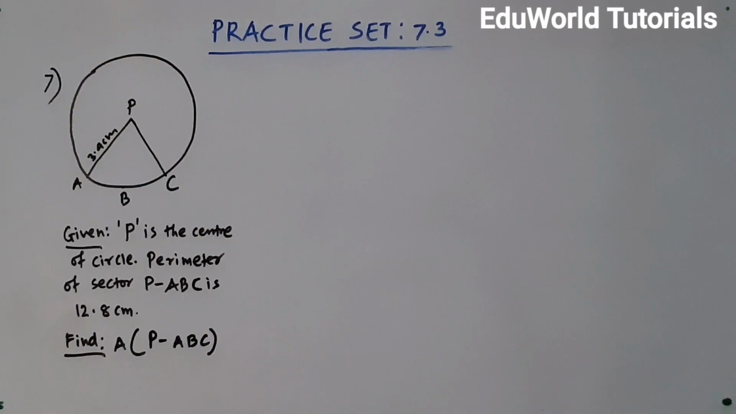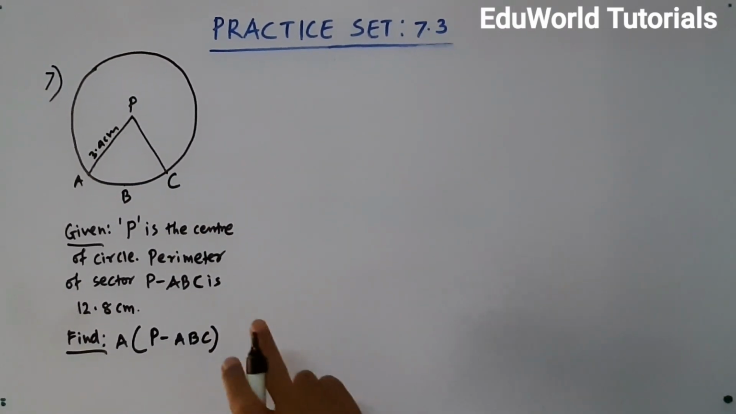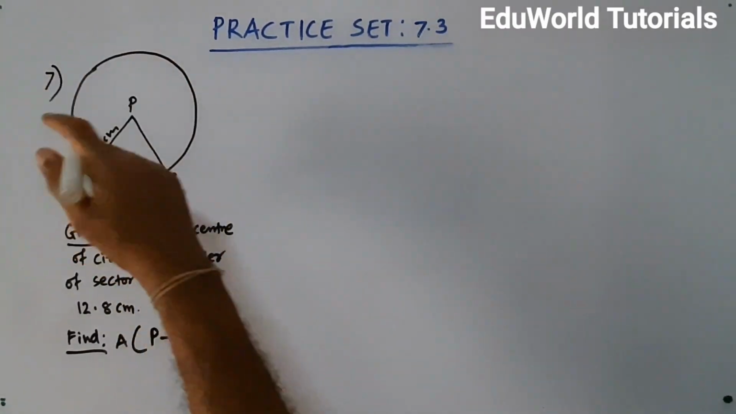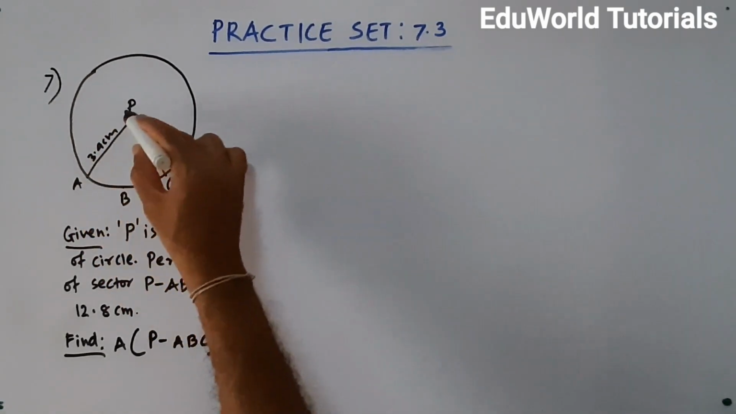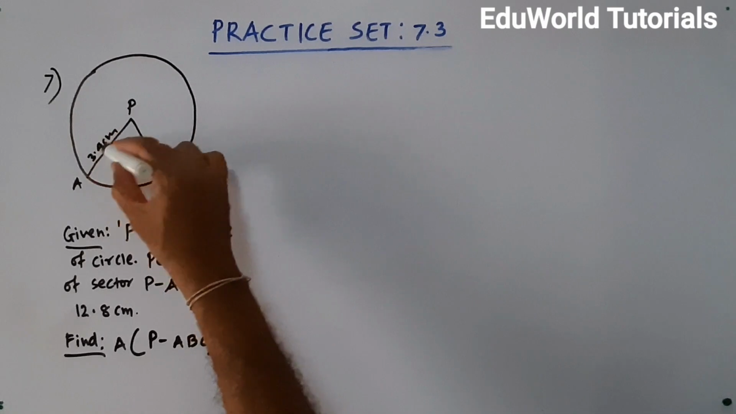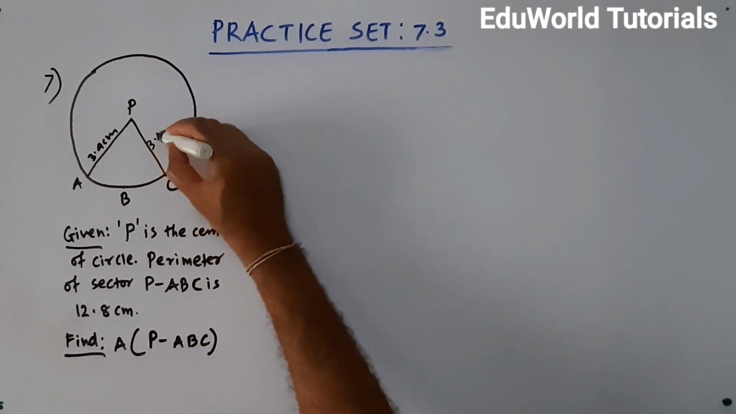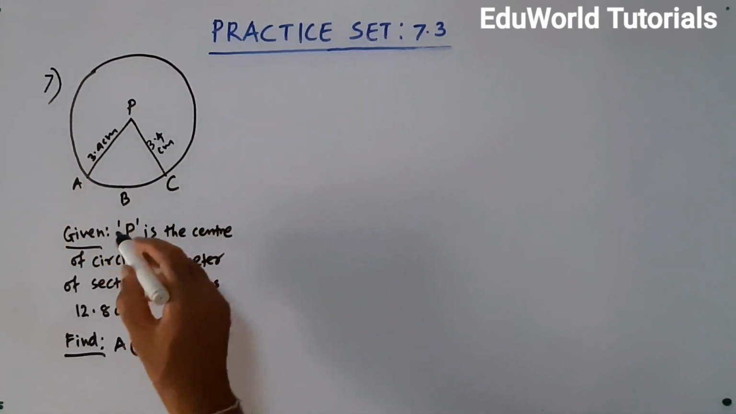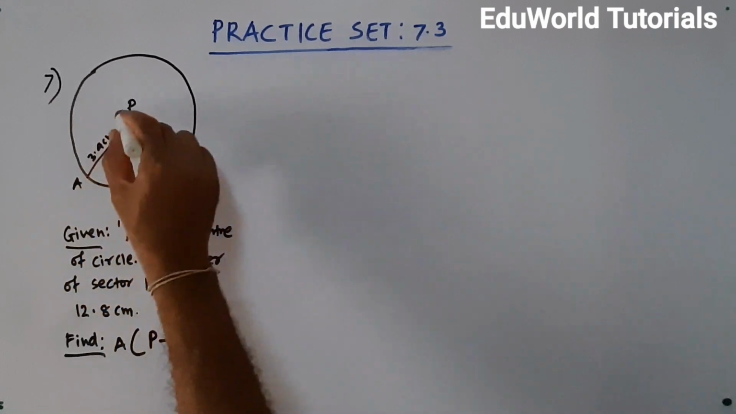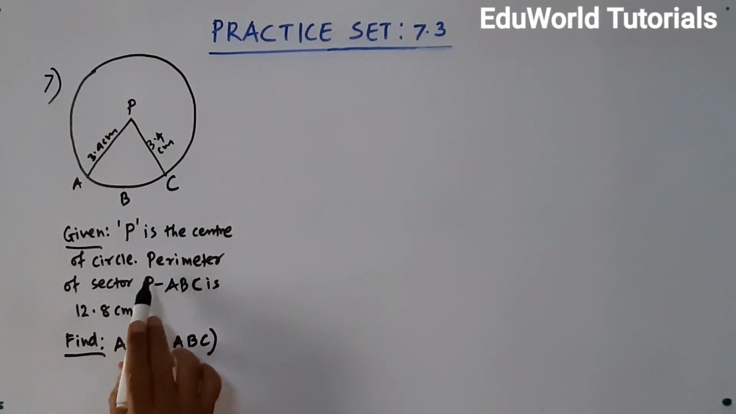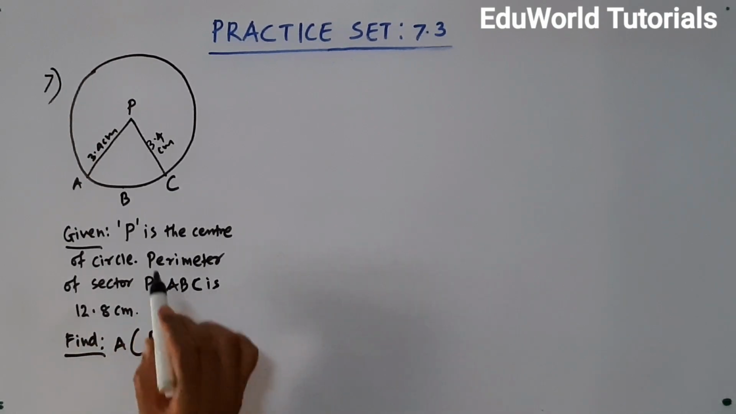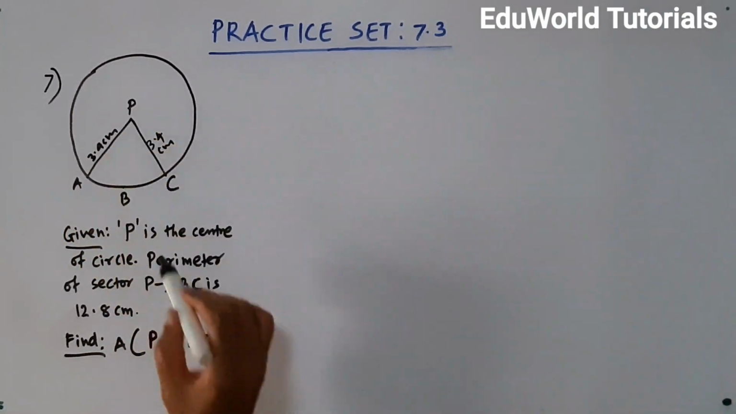Okay, next sum now, 7th sum. Student, this is the 7th sum. Figure they have given. P is the center of the circle. Radius of the circle PA or PC is 3.4 centimeter. Both the radii are same. Arc ABC is bounding this sector. Even they have given perimeter of sector PABC.